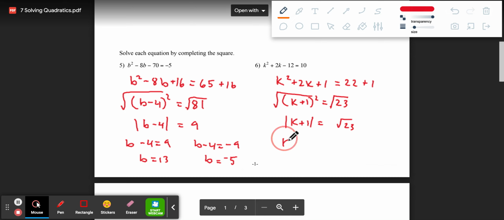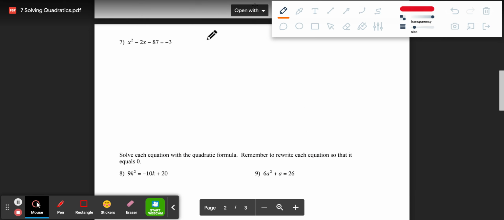When I break this up into two equations, k plus 1 is equal to the square root of 23, and k plus 1 is the negative square root of 23. Solve it. k equals negative 1 plus root 23, and k equals negative 1 minus root 23. All right, so not bad. Those two looking pretty good. And let's continue.